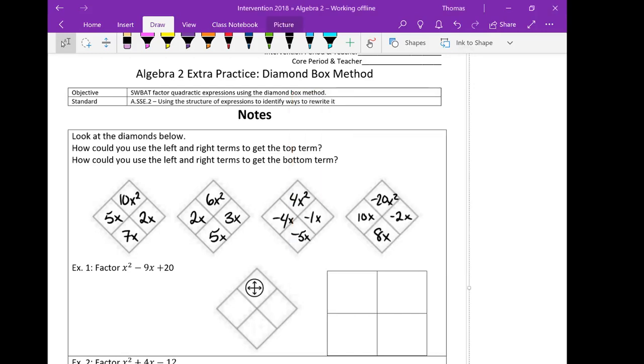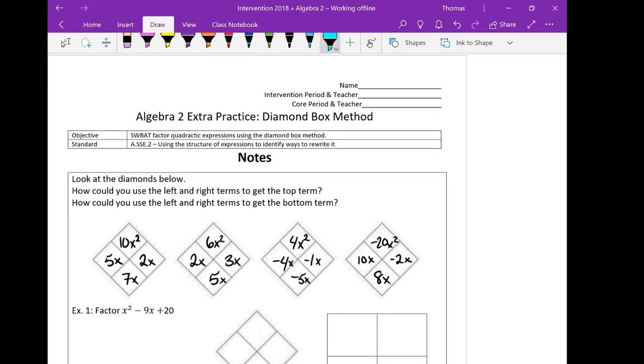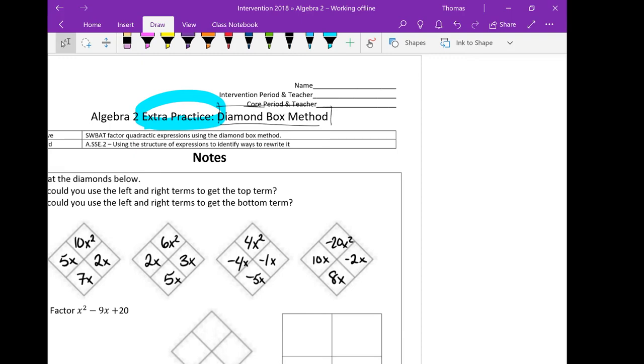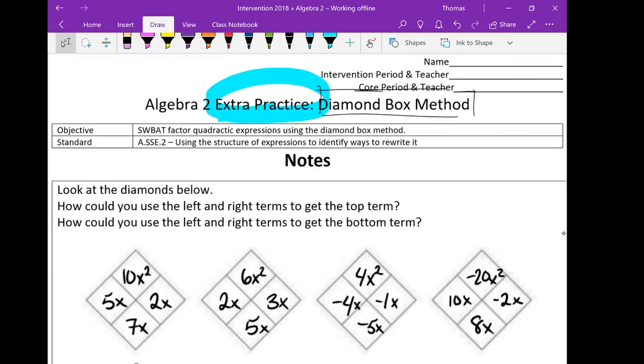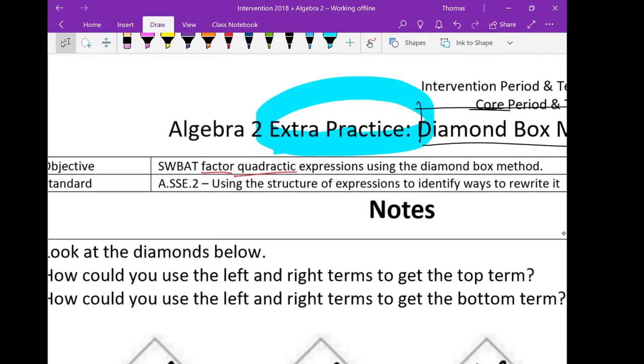Hey Algebra 2 students, this is some extra practice for the diamond box method, which you may have seen before or you may not have. Our goal with this method is to factor quadratic expressions. So again, a quadratic is something like ax squared plus bx plus c. Using the diamond box method, that's our goal today.